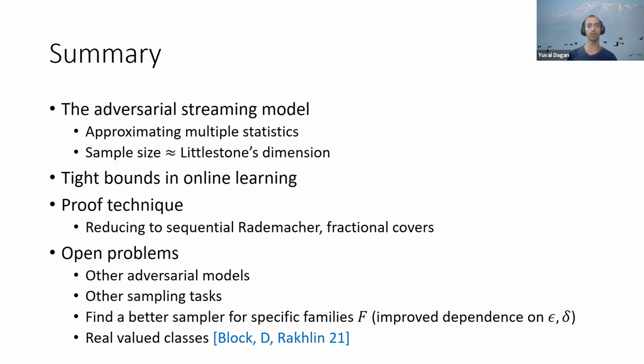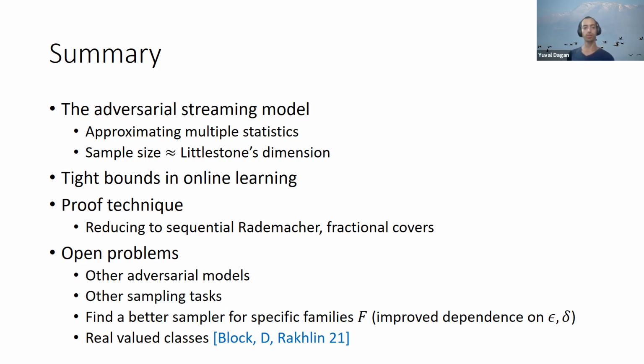And let me summarize what I've talked about. So we have the adversarial streaming model, and here we want to approximate multiple statistics. We showed that the sample size is approximately Littlestone's dimension. And we also showed that we can get tight bounds in online learning. Now the proof technique reduces to sequential Rademacher complexity, and we use fractional covers to bound this sequential Rademacher complexity.